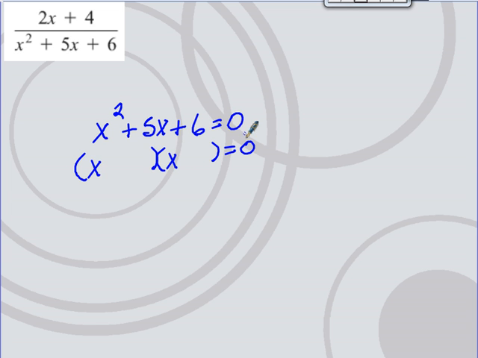To solve a quadratic equation, we've got to set it equal to 0. We factor it. We ask what adds to give me 5, multiplies to give me 6. That'd be a positive 2 and a positive 3. We split it, and we say, okay, x plus 2 equals 0, x plus 3 equals 0, and we solve each, and we get negative 2, and we get negative 3.